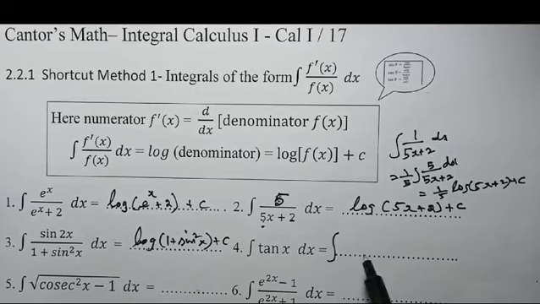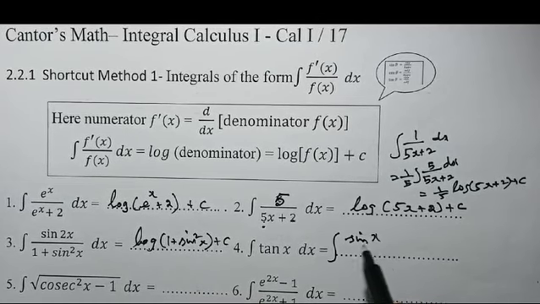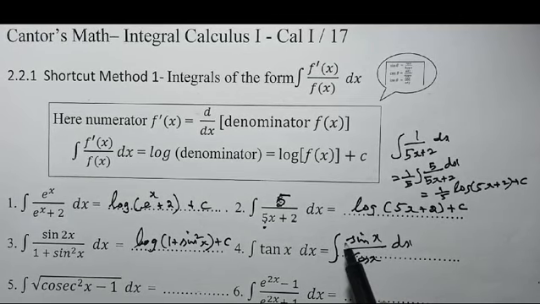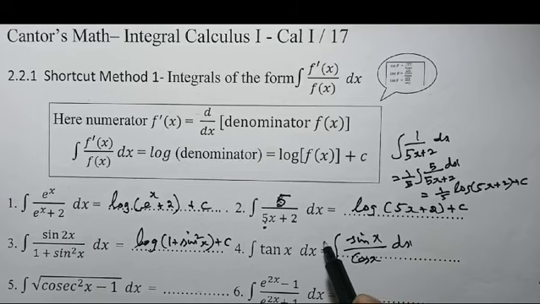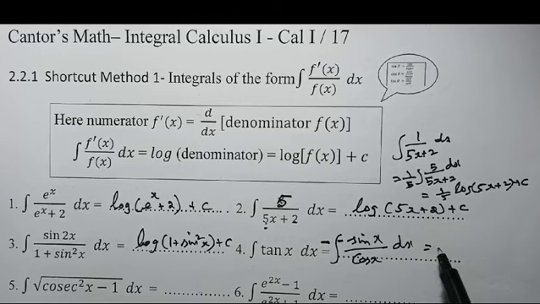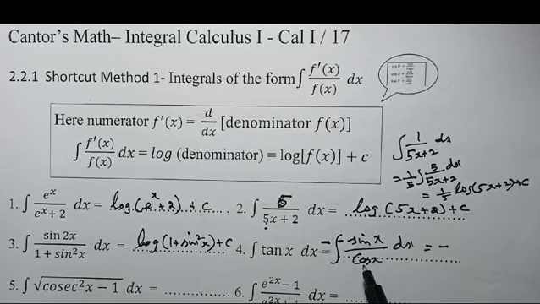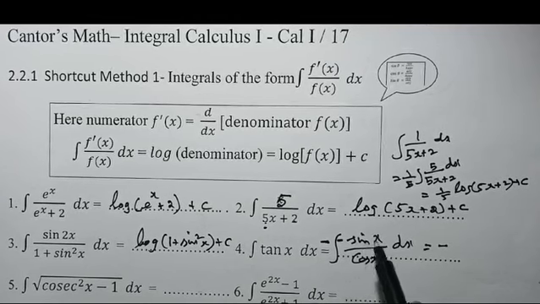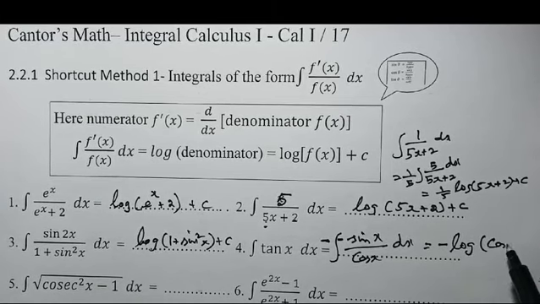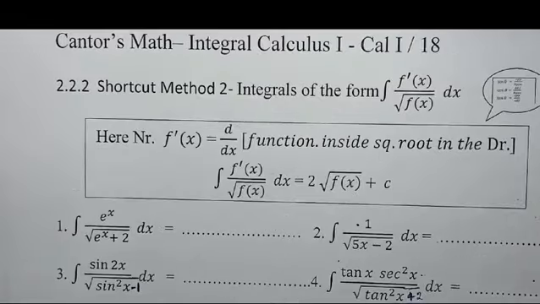Come to the fourth one, integral tan x. This is nothing but sin x by cos x dx. You differentiate the denominator cos x, you will get minus sin x. Therefore, you have to adjust. You put minus here and outside. Now if you differentiate cos x, you will get minus sin x. Therefore, the integral value is log of the denominator, cos x, plus c.